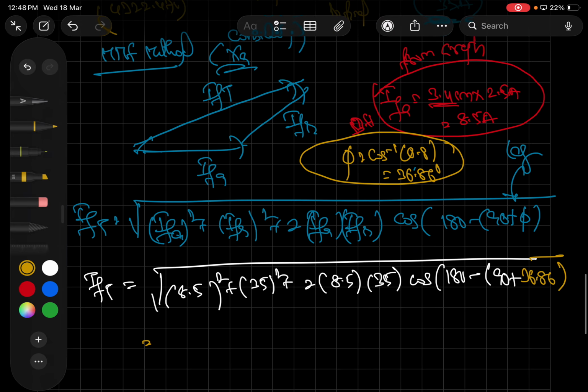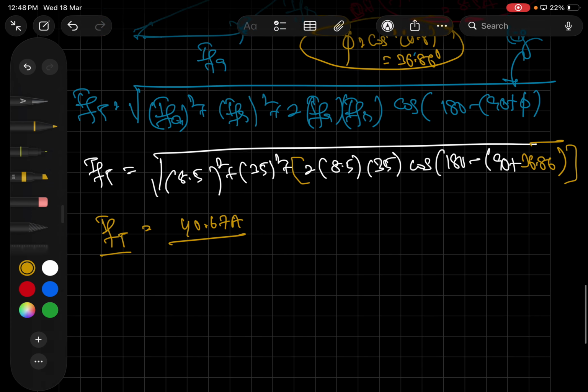So by simplifying, what will you get here? IFT is the square root of 8.5 whole square plus 35 whole square plus 2 into 8.5 into 35. This is completely one block here. Let's confirm this answer: 40.67. This is the final total field current here.